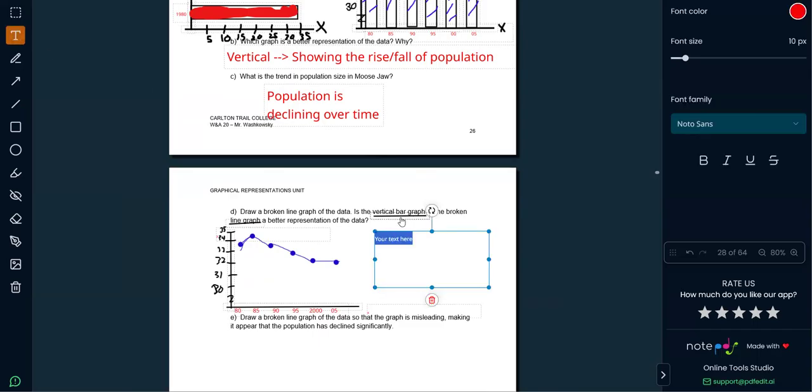In this case, it's probably the broken line graph. And why? Because you can better see, or if you want to use more proper English, it's better represented that the population has fallen. The trend is more obvious, right?